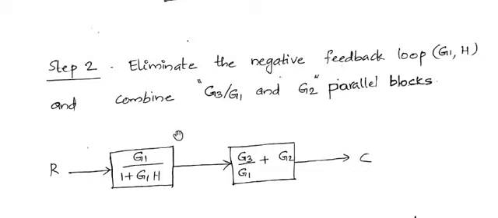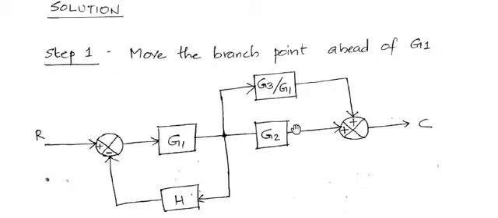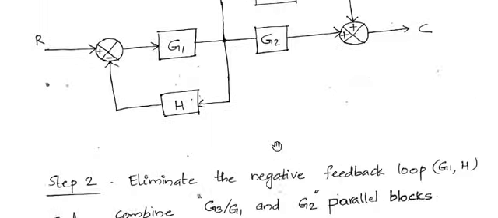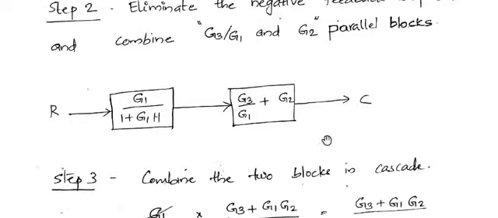After applying that, we can see we have two blocks in parallel. See, this is feed forward. Look at the direction of the signal: it is from the input side to the output side, so it's feed forward, not feedback. I have a block with gain G2 and another block with gain G3 by G1 in parallel. This area can be reduced to a single block, and the gain of that single block will be G3 by G1 plus G2.